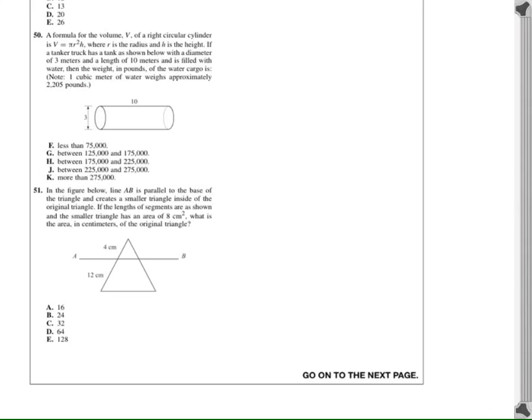The volume of a right circular cylinder is V equals pi r squared h. And they tell us what each of those things mean. The tanker truck, shown below, has a diameter of, oops, I forgot my r squared in there. Better rewrite that equation correctly. Pi r squared h. So it's the area of the end times height.